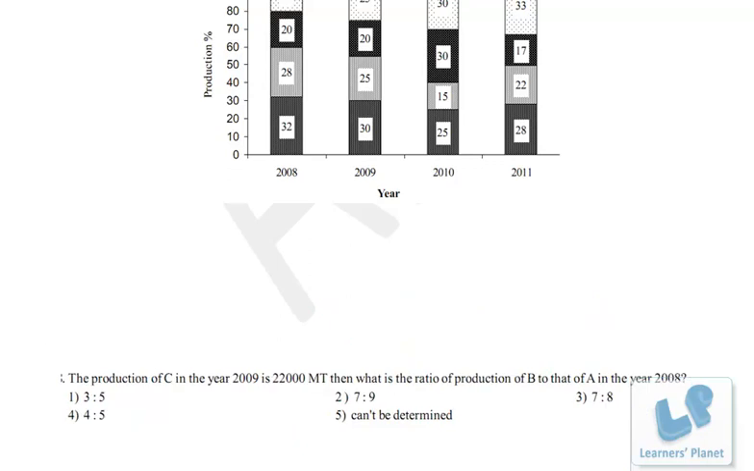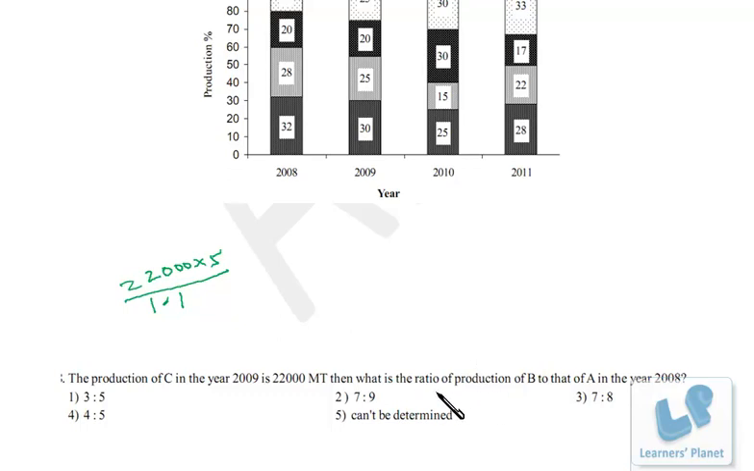Now, next: the production of C in the year 2009 is this. Then what is the ratio of production of B to that of A in the year 2008? In 2009, this is the production. That means the total production should be, since the contribution of C is actually 20%, 22000 into 5. That is the total production. After that, we have to find out the ratio in 2008, so this will be divided by 1.1. Now this is the total production of 2008.